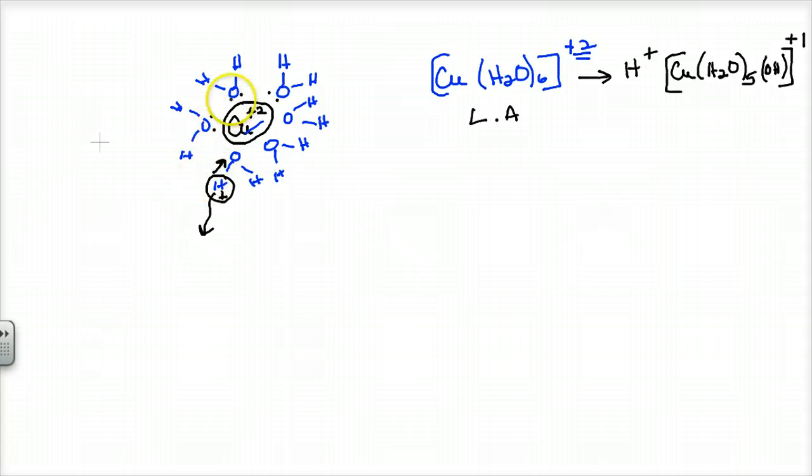Accept a lone pair from the water's oxygen. Now, is it really creating a bond? That's controversial, but the bottom line is it's acting as a lone pair acceptor, and that can explain how metal ions can cause acidic solutions.